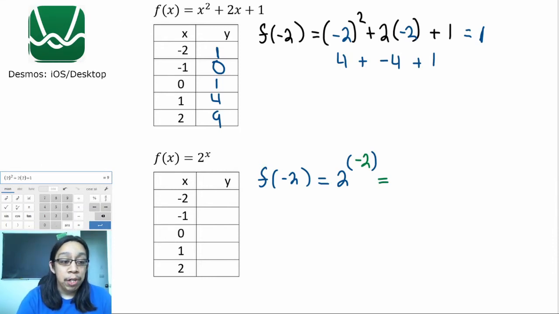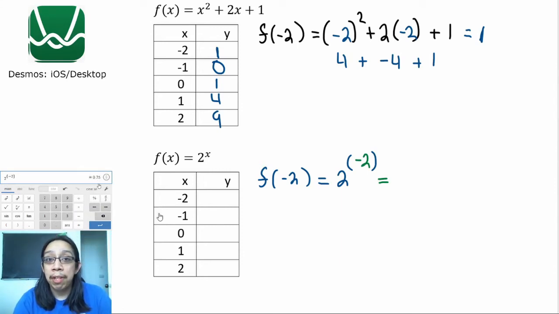Now, we're going to be using the Desmos calculator just to make the work a little bit faster. So in this case, let's go ahead and erase all this. 2, if you want to put an exponent on Desmos, you're going to be clicking on this button. See, it erases the little line up there. In this case, what we're going to put is the parentheses, and then we're going to type in -2, and then close the parentheses. Look at that, 0.25.